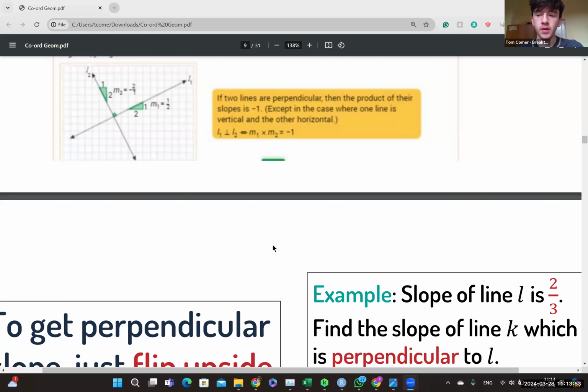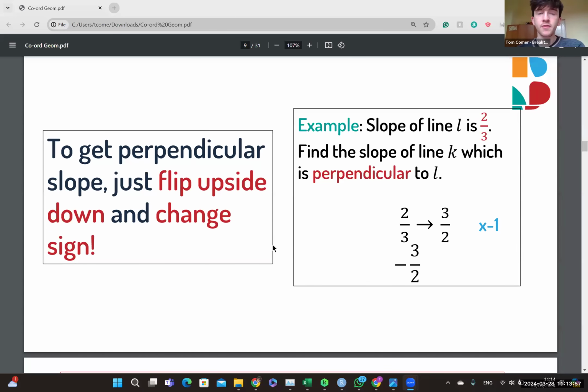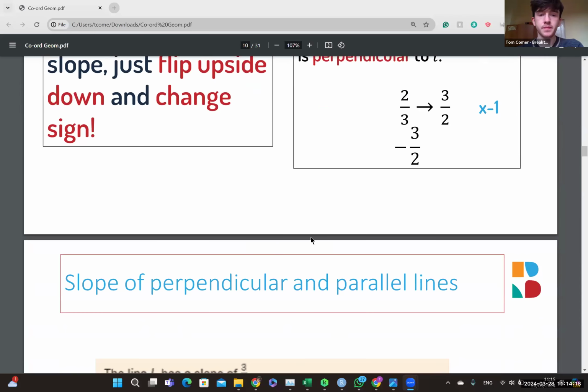Yeah, really, really good work, guys, okay? To get the perpendicular slope, as I said, we just flip it upside down and we change the sign. So imagine the slope of one line is 2 over 3, and we're looking to find the slope of a line which is perpendicular to this one. We flip it over and times it by minus 1. So if 2/3 is the slope of one line, the perpendicular slope is minus 3 over 2.